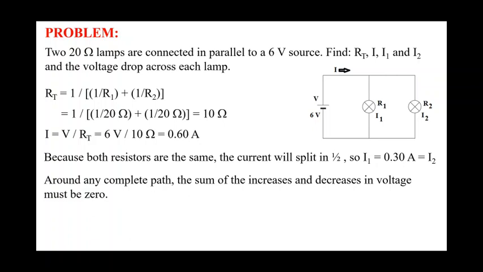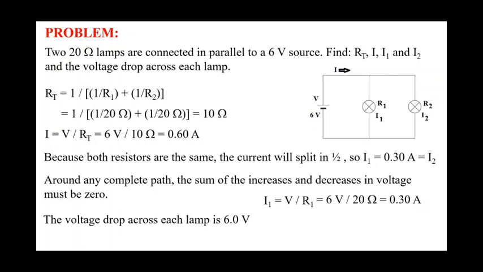Remember as well that around any complete path, the sum of the increases and decreases in voltage must be 0. So that means that the voltage drop across R1 is going to be 6, and the voltage drop across R2 will also be 6. All right. Now, if we had done this part first, we could then go and calculate the currents, I1 and I2, just using V over R1.